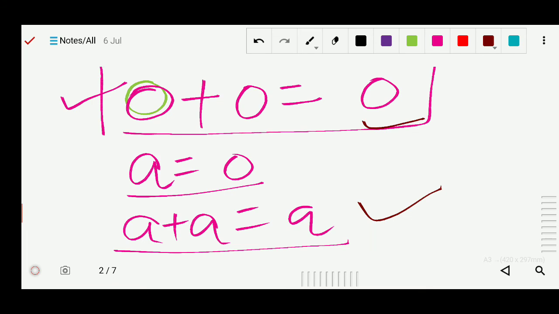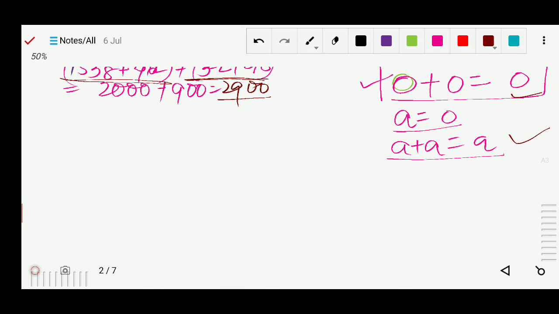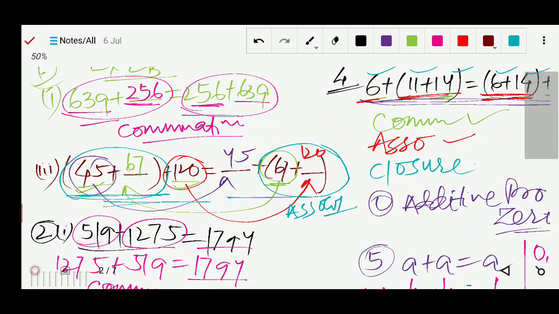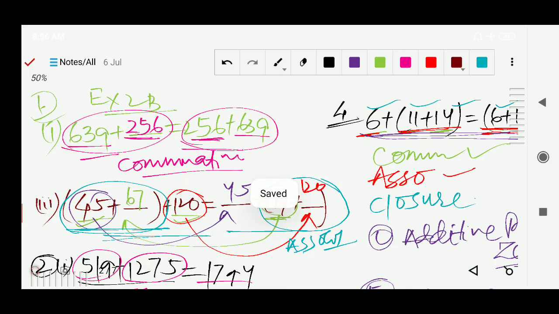Okay, so this is all about your chapter 2, exercise 2B. You can solve all the questions. Most of the questions I covered here, and the remaining questions you can solve by yourself. Got it? Okay.